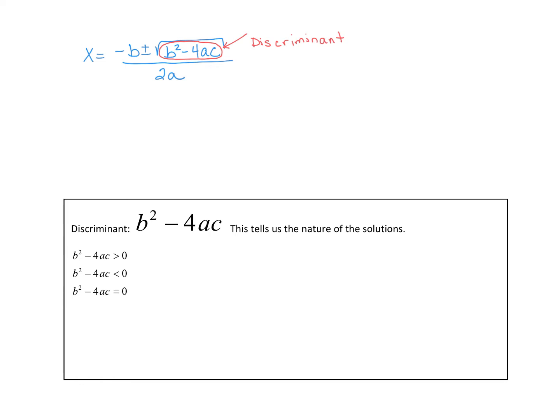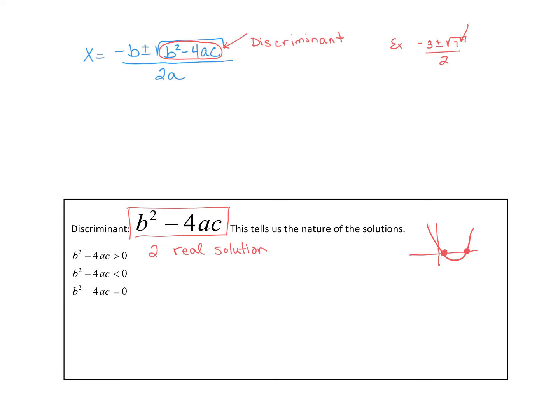So if we look at b squared minus 4ac, and it is a positive number, for example, negative 3 plus or minus square root of 7 over 2. So this is a positive value. Then we're going to have two real solutions, or zeros. And graphically, that means that our quadratic is going to cross the x-axis twice.